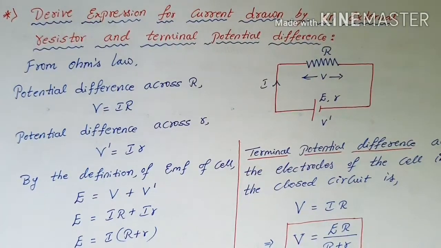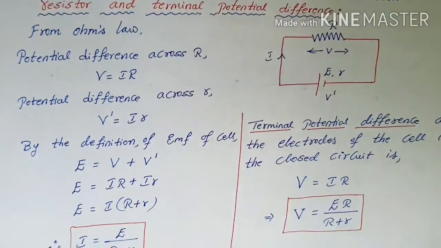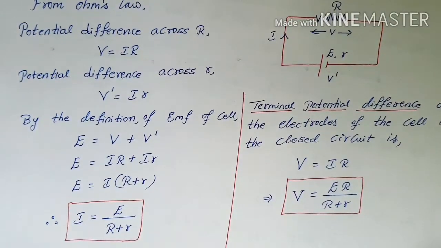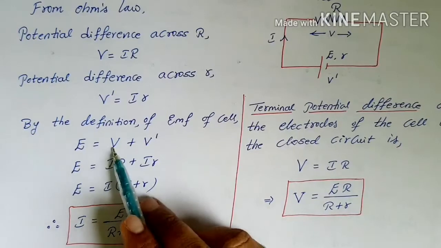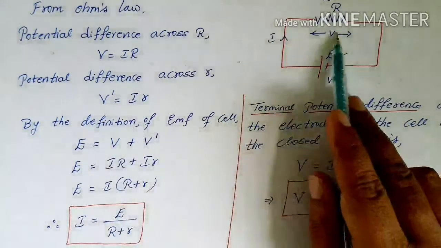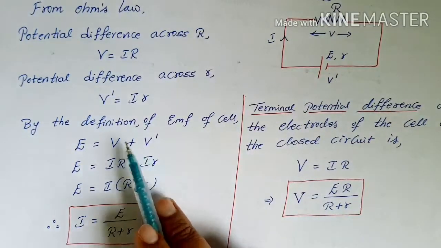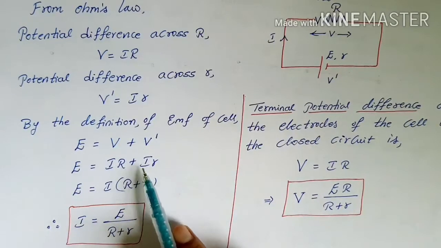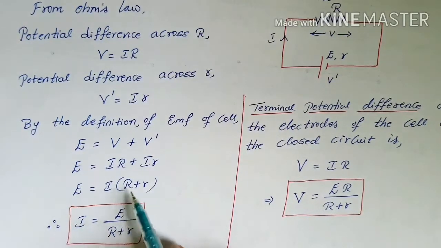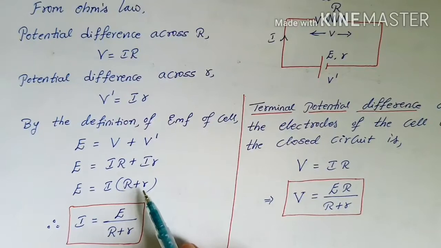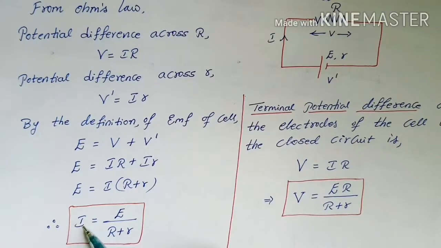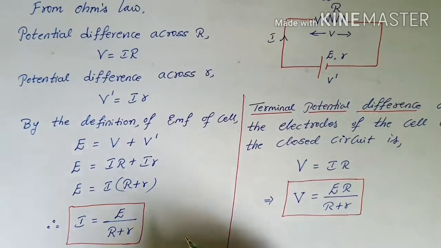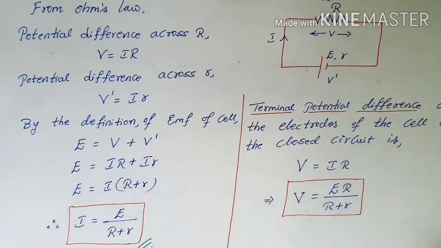Okay, so here by the definition of the EMF of the cell, it is the sum of all the potential differences. So I can write V plus V dash, just substitute there, IR plus IR, take the I common, R plus R. So I want to find out the current expression, so it is I is equal to E by R plus R. So very important expression it is.